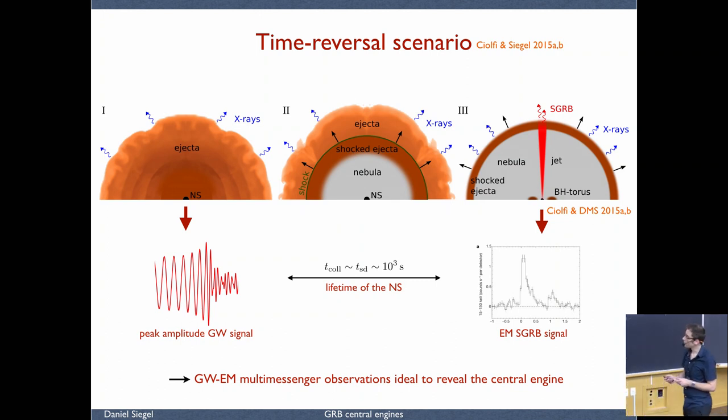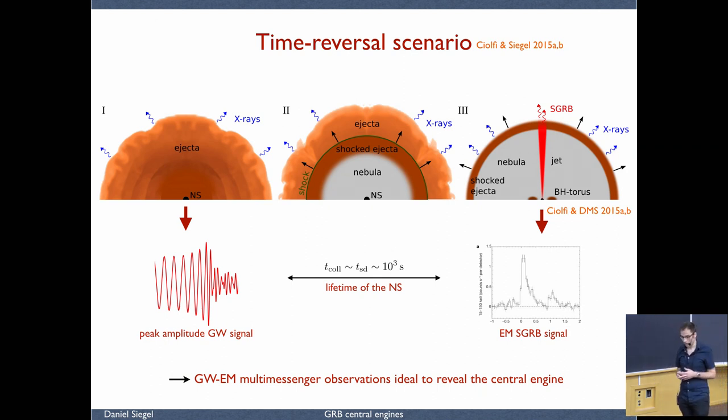Obviously, then there would be a long delay time between the actual gravitational wave signal that LIGO or Virgo would measure and the short GRB signal then detected by some gamma ray satellites like Fermi or Swift. And as I said, this can be on the order of timescales of minutes to hours.